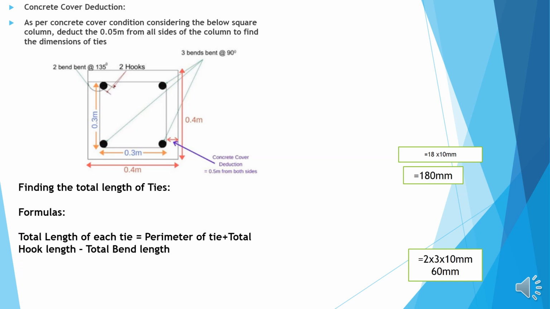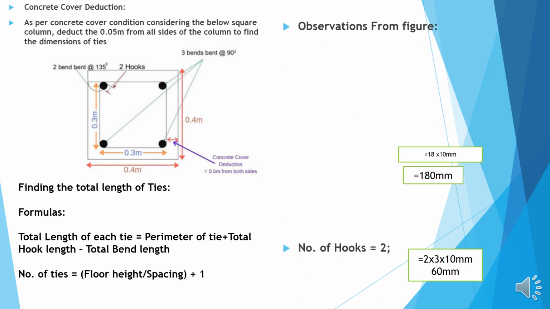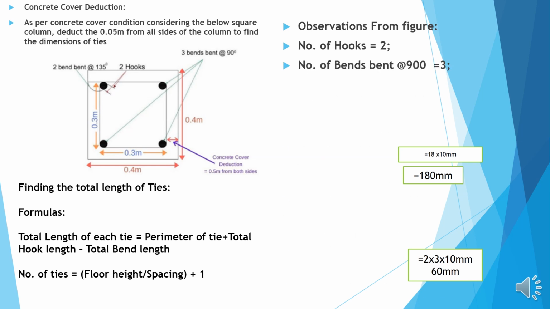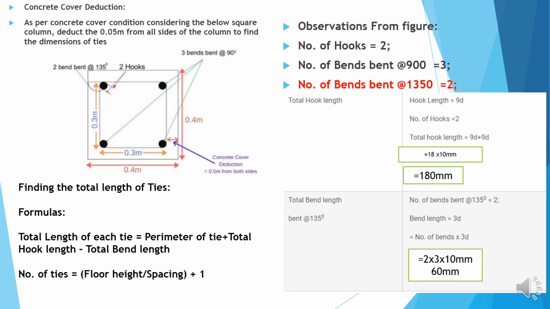Finding the total number of ties. Formula: total length of each tie is equal to perimeter of the tie plus total hook length minus total bend length. Number of ties is equal to floor of height divided by spacing plus 1. Observations from the figure: number of hooks is equal to 2, number of bends of 90 degrees is equal to 3, number of bends of 135 degree is equal to 2.